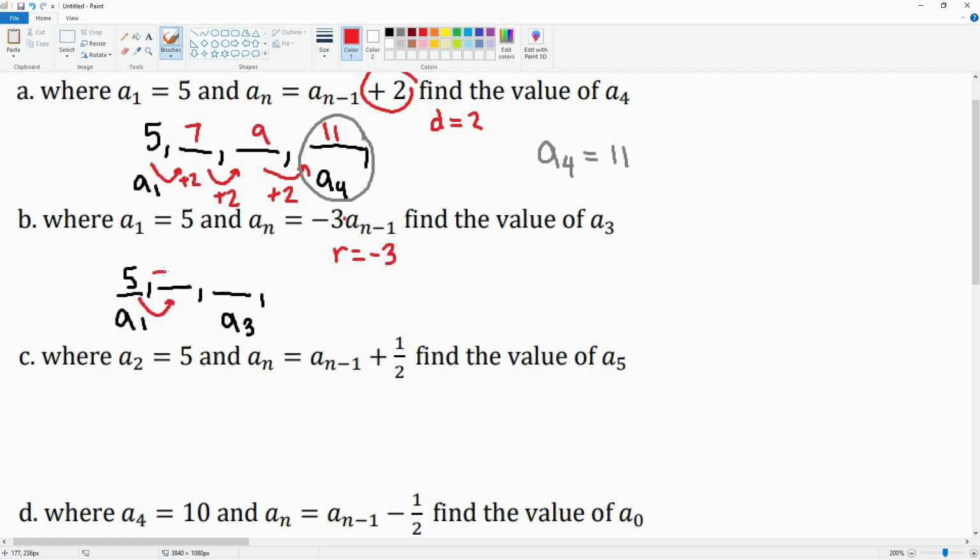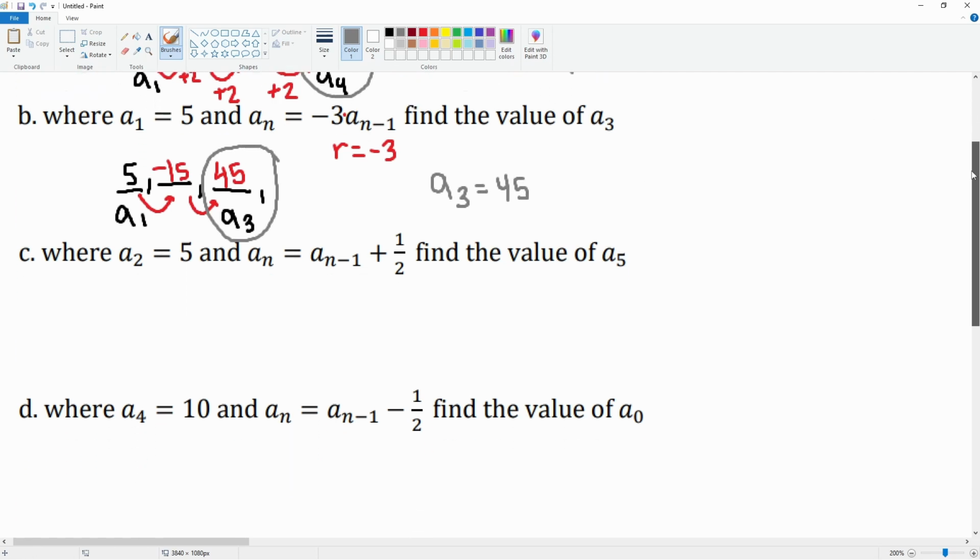5 times -3 is -15. Then we're going to multiply that again. I think that is -15 times -3. That is a positive 45. So this is what we are looking for. We can now say A3 is equal to 45.